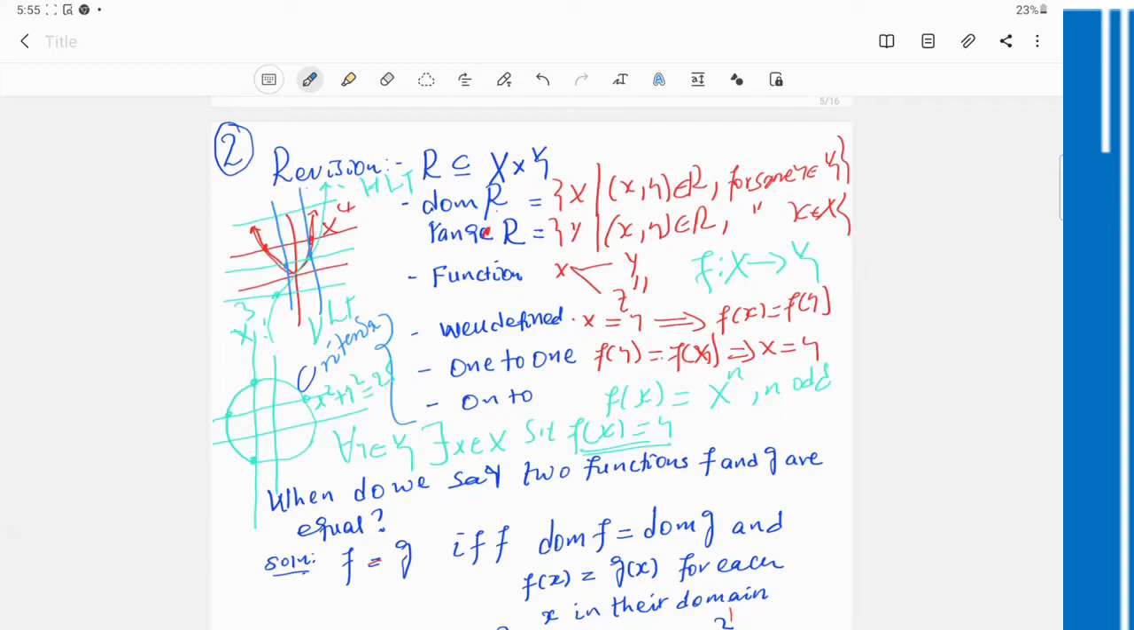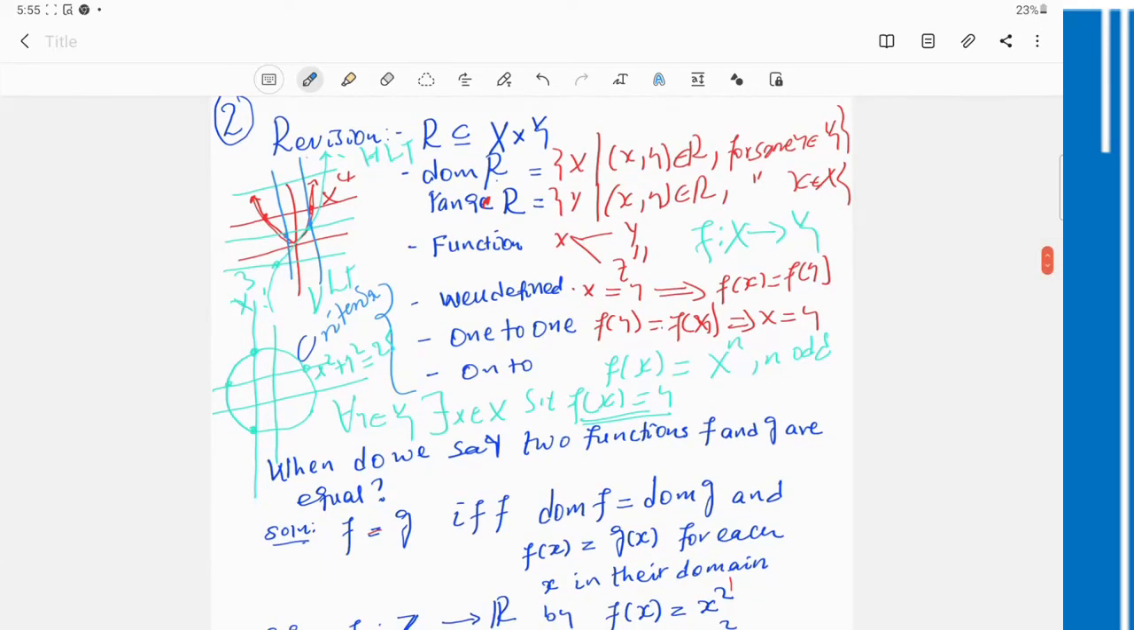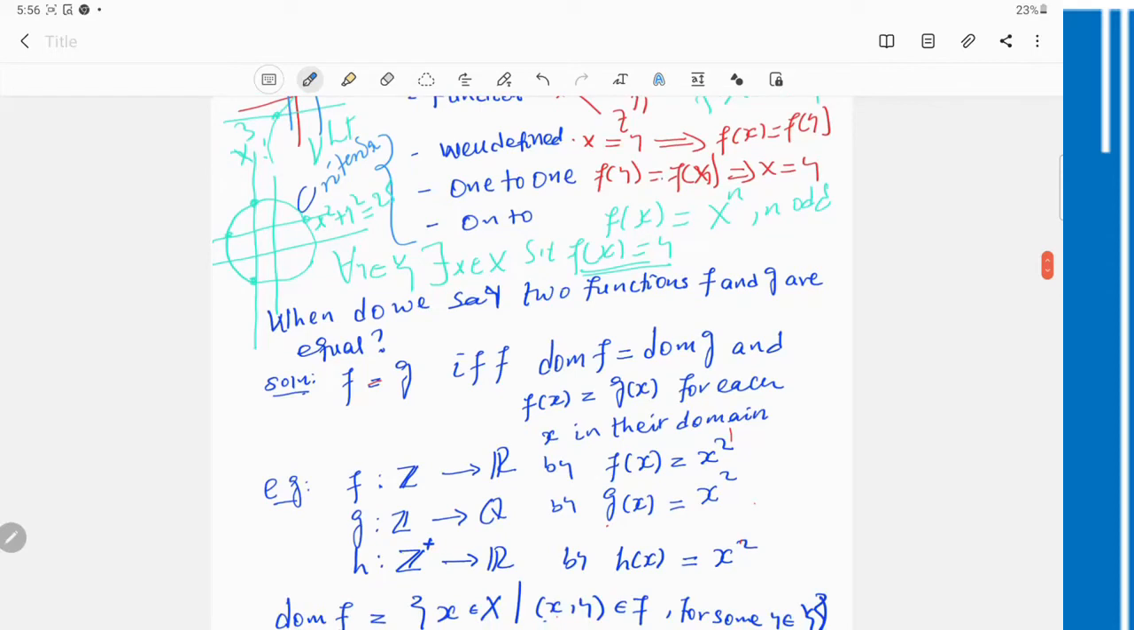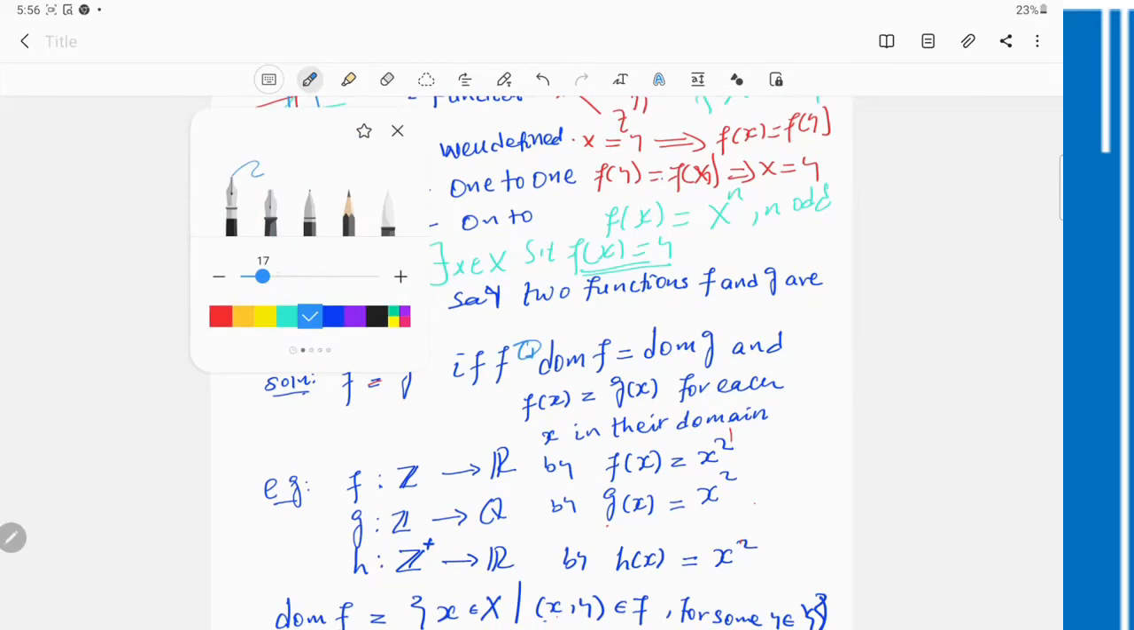So this was the content in the previous video. Today we start by checking when you say two functions, f and g, are equal. We say a function f and g are said to be equal if, first, they must have equal domain.